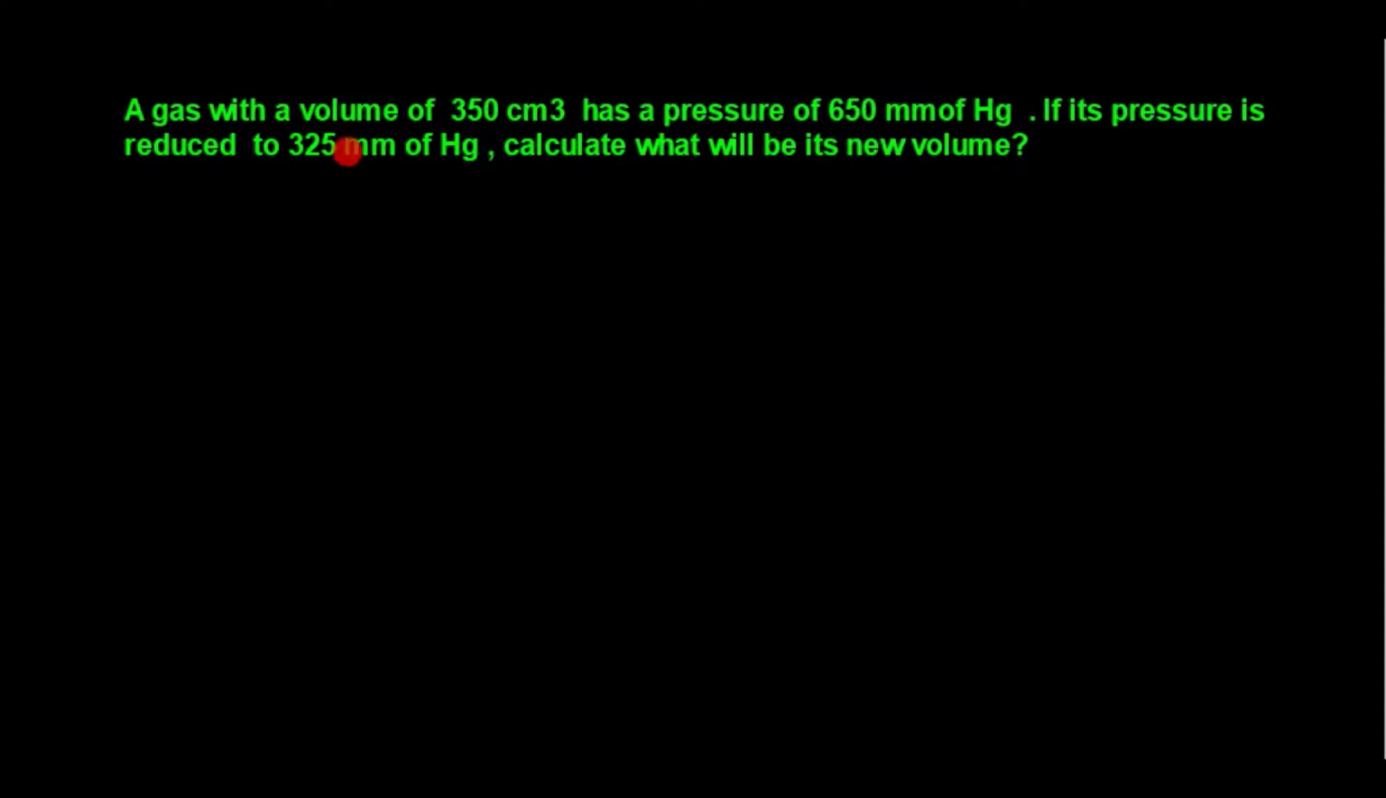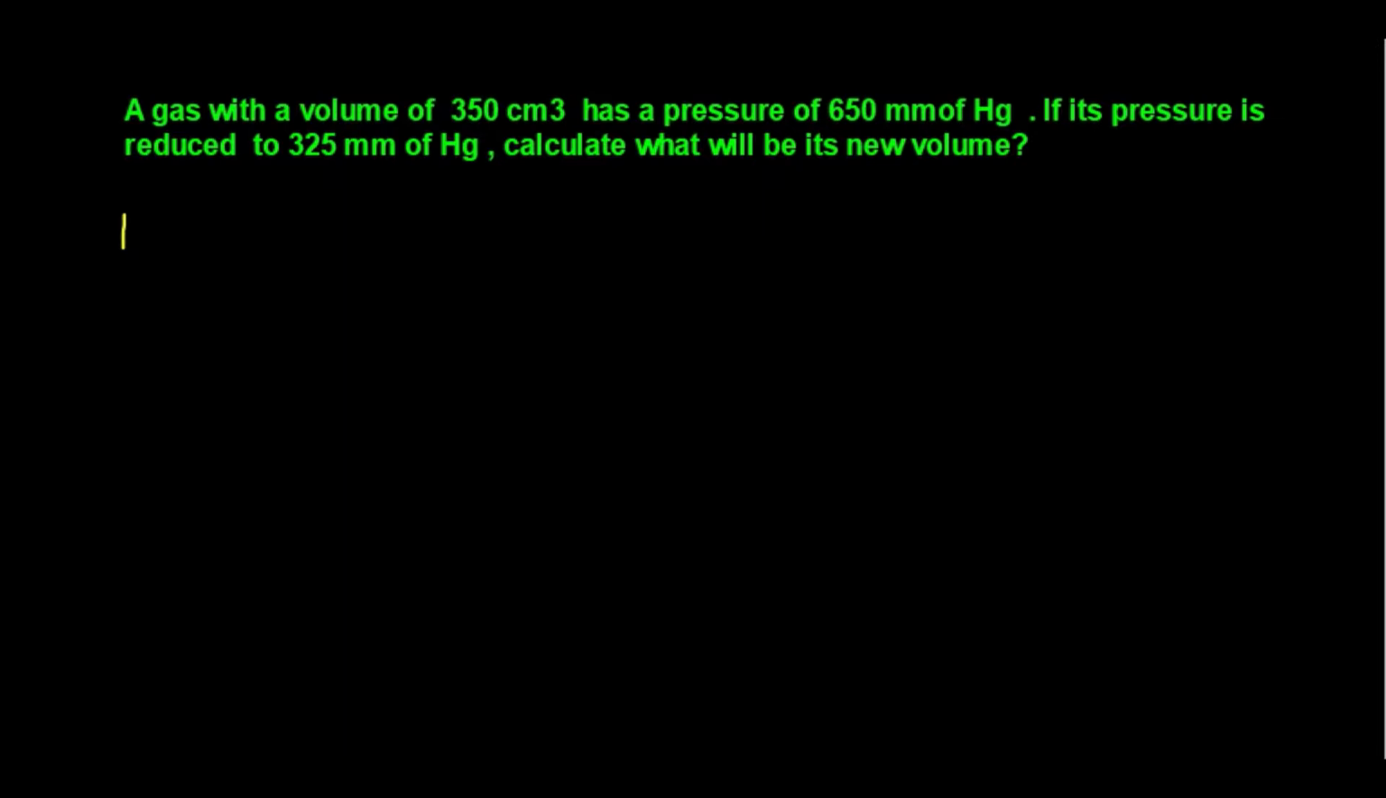A gas with a volume of 350 cubic centimeter has a pressure of 650 millimeter of mercury. If its pressure is reduced to 325 millimeter of mercury, calculate what will be its new volume. The question is, a gas with a volume of 350 cubic centimeter has a pressure of 650 millimeter of mercury. If its pressure is reduced to 325 millimeter of mercury, we are asked to calculate what will be its new volume. Now we will write the data to solve this question.